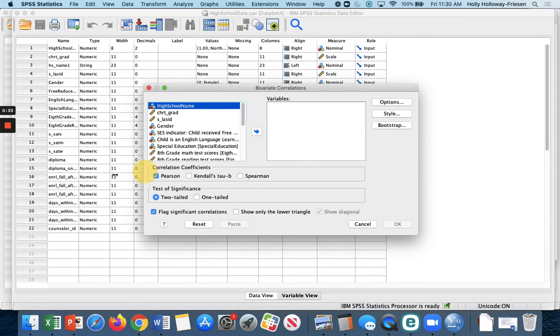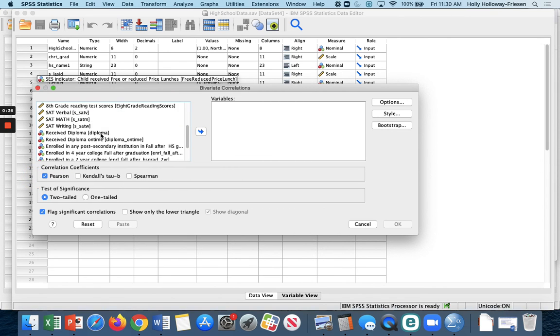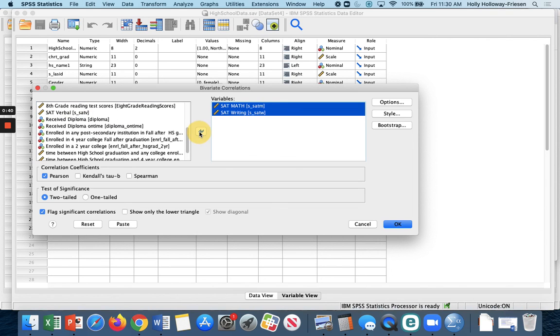So in this case, I'm going to open up my variables a bit more, and I have SAT verbal and SAT math, and I'm dragging them over. I'd like to compare these two variables and what their correlation is in the population.